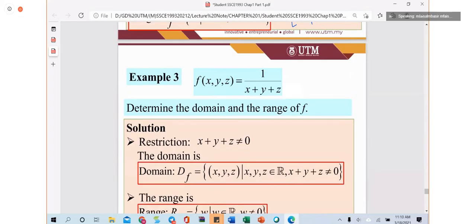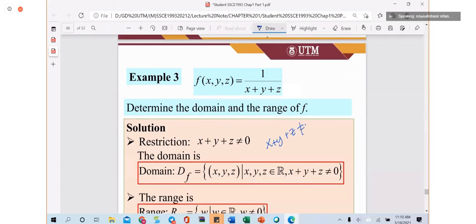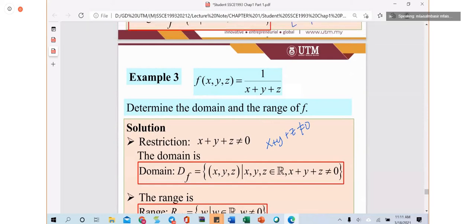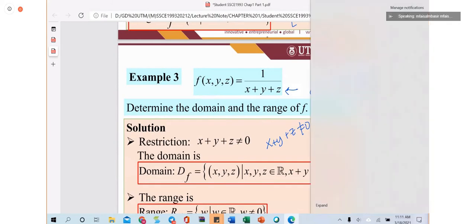This is easy. If you see something like this, the domain will be x plus y plus z not equal to 0. The denominator cannot be 0. How about the range? If I put everything 0 here, it is undefined, right? But 1 over 0 is what? Is it infinity? Infinity is not included, as we know.